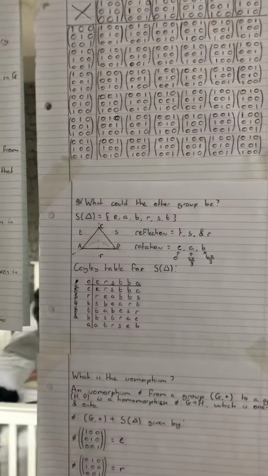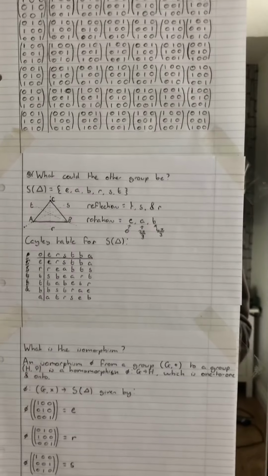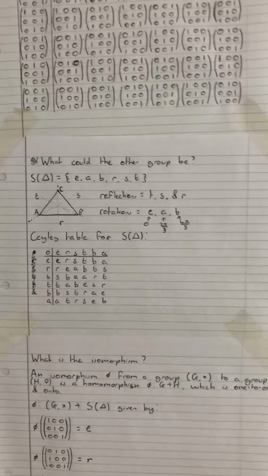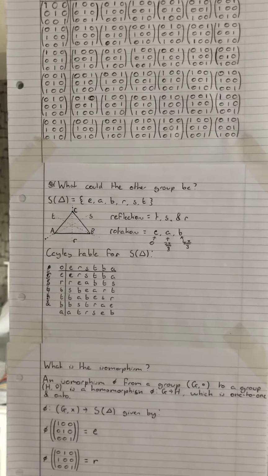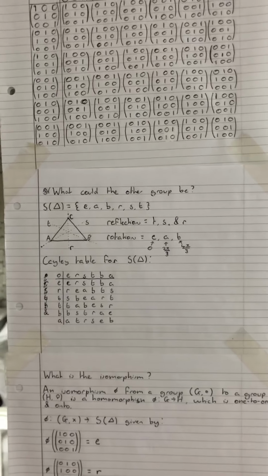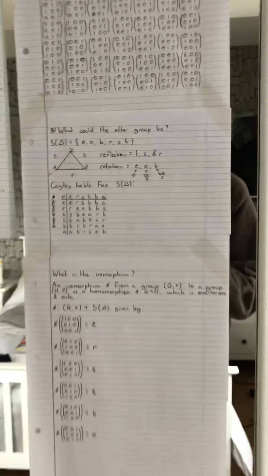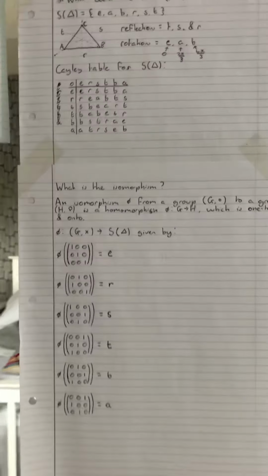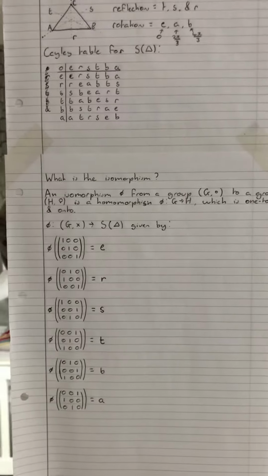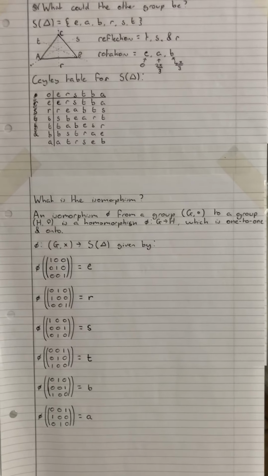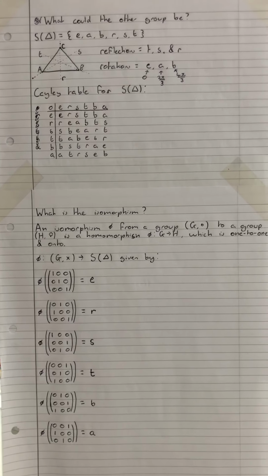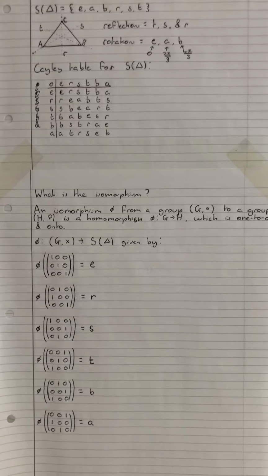Next on to the isomorphism. So what could the other group be that it is mapping to? Obviously we have to choose that ourselves. I've chosen this guy, I've chosen the symmetry group of a triangle. So what is an isomorphism? That's important. So an isomorphism from a group to another is a homomorphism, which is 1 to 1 and onto.